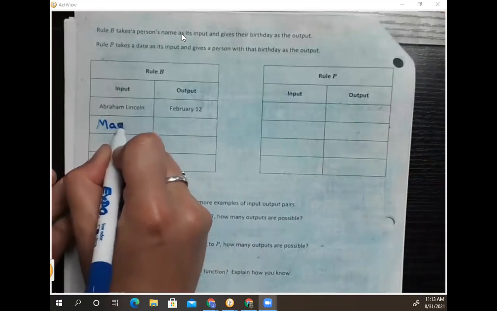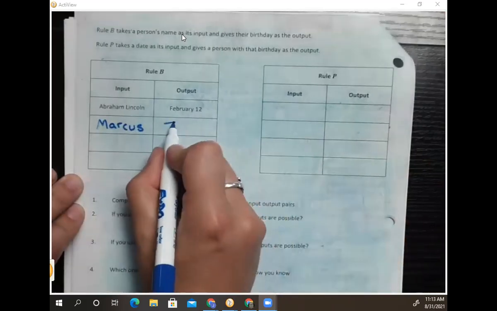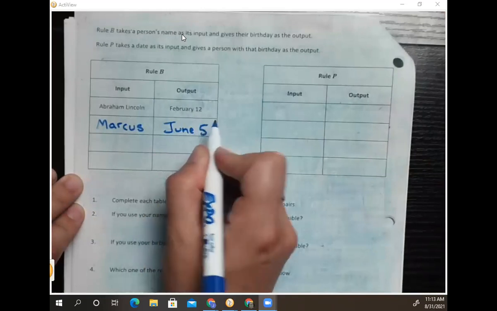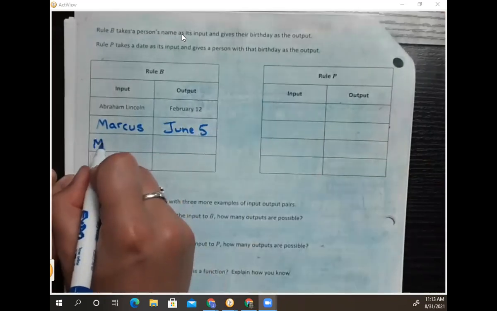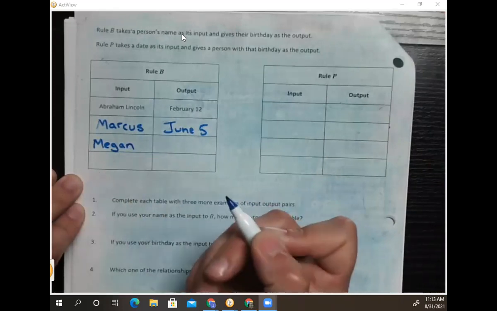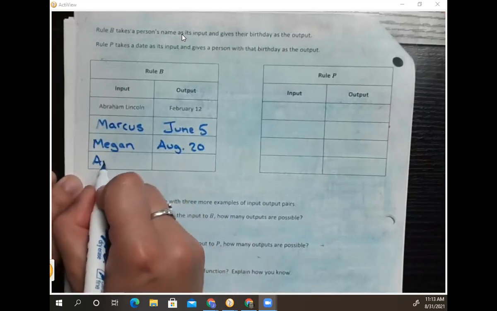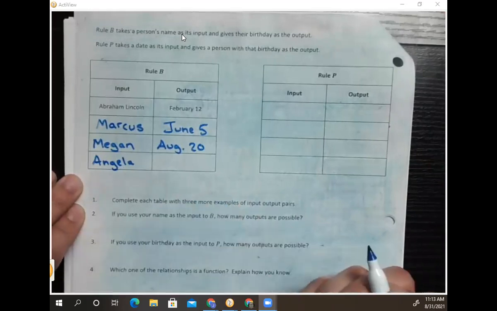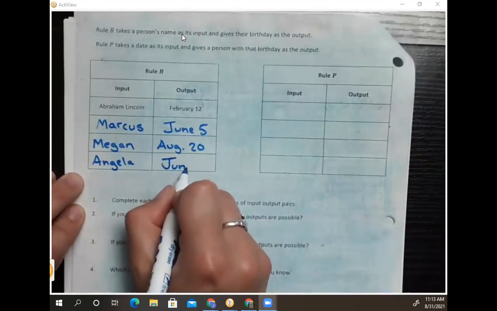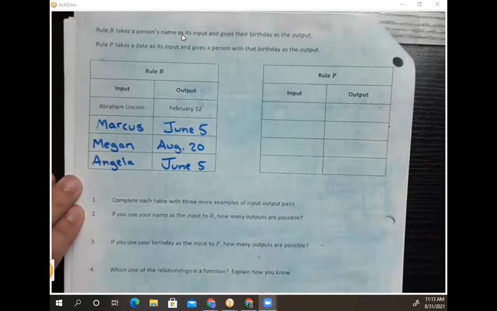Made-up person number 1 is Marcus, and his made-up birthday is June 5th. Made-up person number 2 will be Megan, and her birthday is August 20th. And then made-up person number 3 is Angela, and her birthday is June 5th. So rule B, I take your name and I output your birthday. So your name is the input, your birthday is the output.